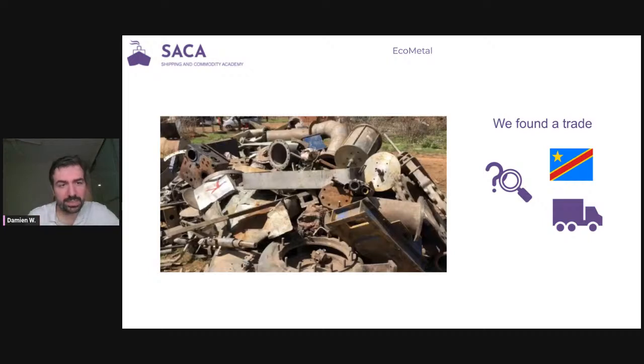So, for instance, this is a company that we set up with my partner Adriano in DRC, in the Democratic Republic of Congo. So we found a trade. It was basically stainless scrap. So we collect stainless scrap in DRC, ship it to South Africa, and take a margin. There was a huge margin. So we found a trade.